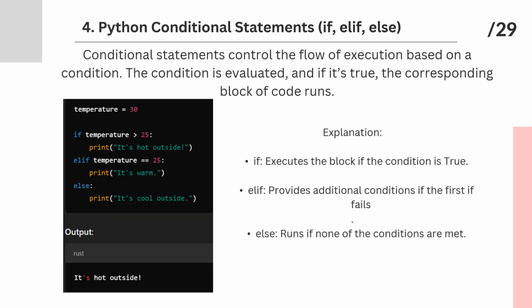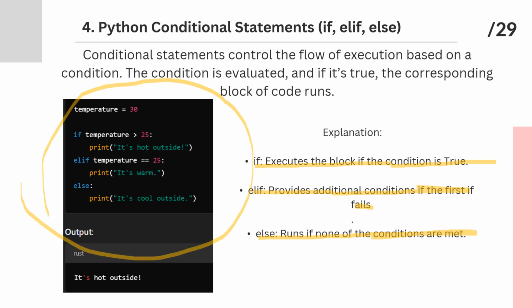Python conditional statements. Conditional statements control the flow of execution based on a condition. The condition is evaluated, and if it's true, the corresponding block of code runs. If executes the code if the condition is true, and elif provides additional conditions. If the first if fails, then it runs the next, and if none of the conditions are met, then else is run. So this is the basic code of using if else, and this is the outcome.